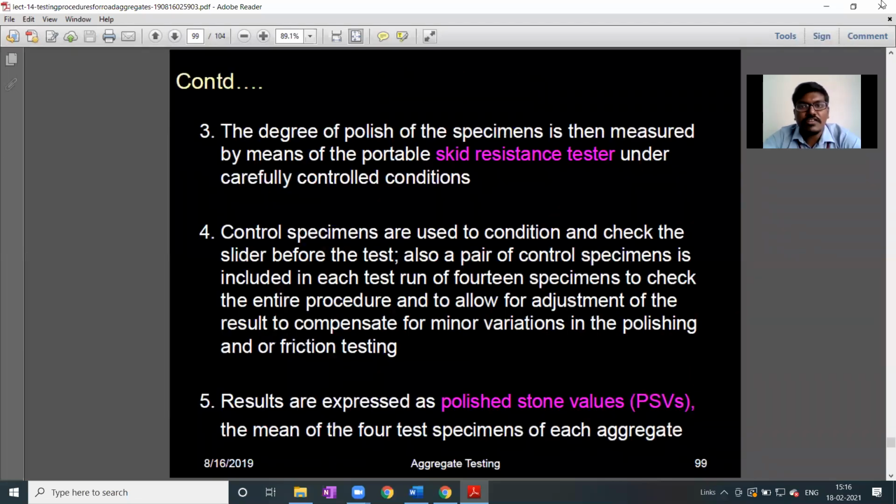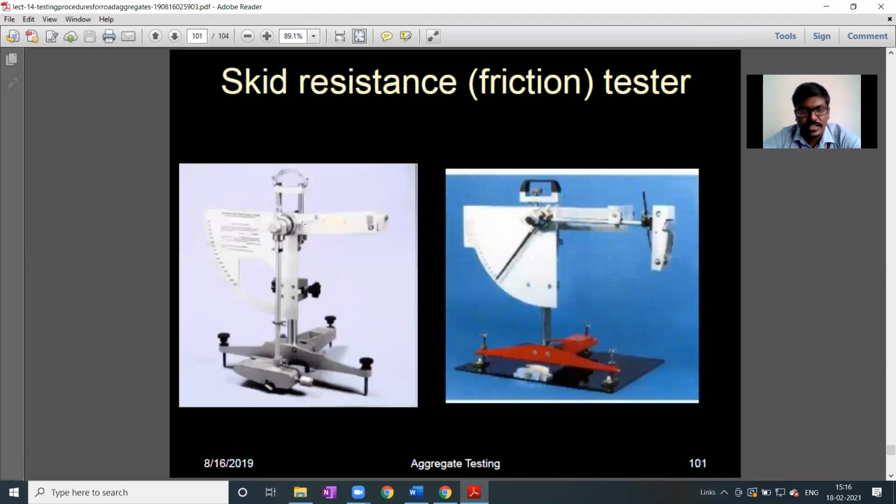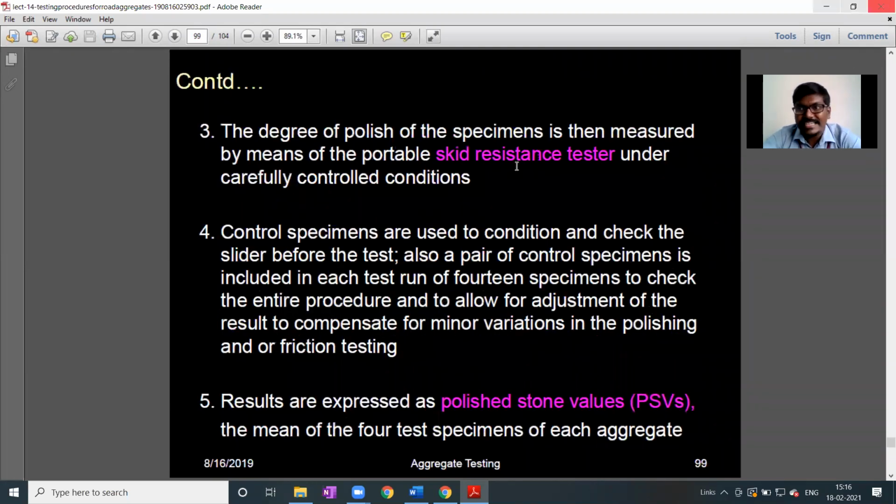So the degree of polishing of the specimen is then measured by means of a portable skid resistance tester. So the portable skid resistance tester is like a pendulum. You need to leave that. Here you can see the pendulum in this way. Using that we will determine the skid resistance of the layer.